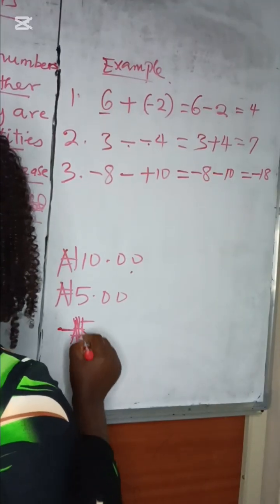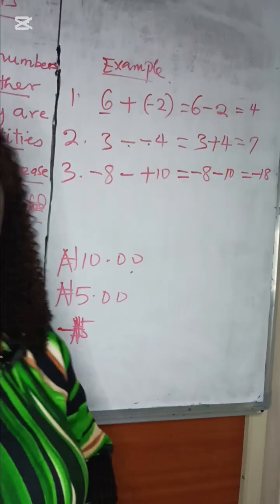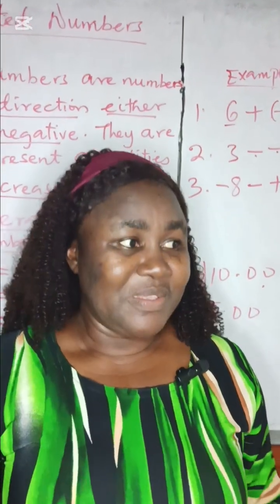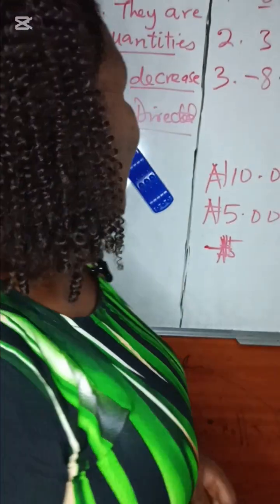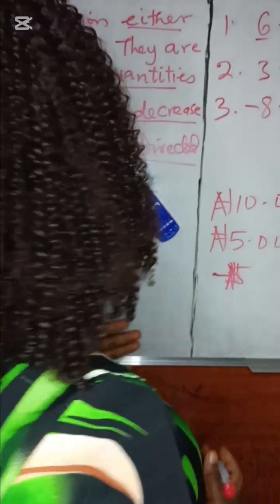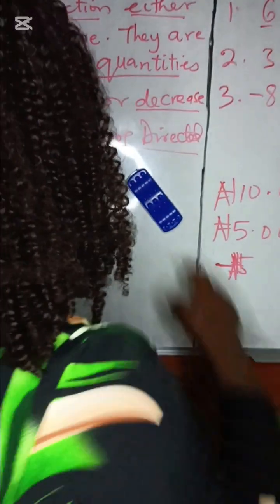And you see, directed numbers are always used in bank balance sheets. You will see sometimes you have negative, which means the budget is in deficit and the rest of it. So directed numbers help us to balance equations or to represent quantities that are in increasing size or in negative side or decreasing size.